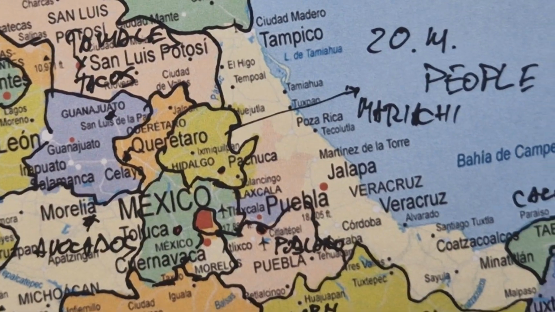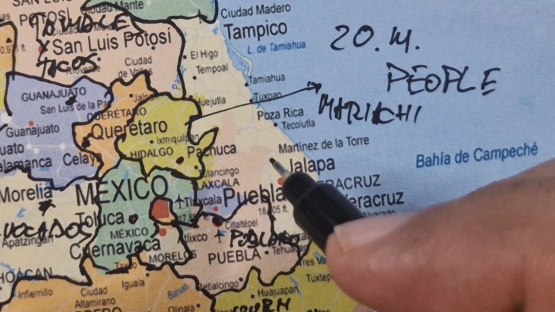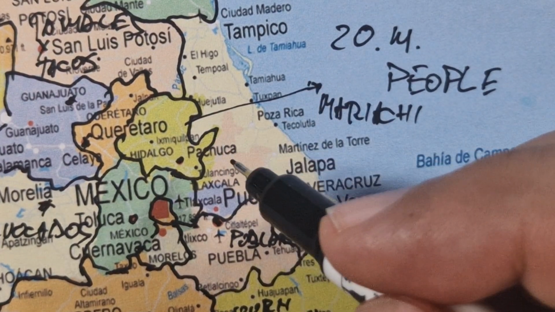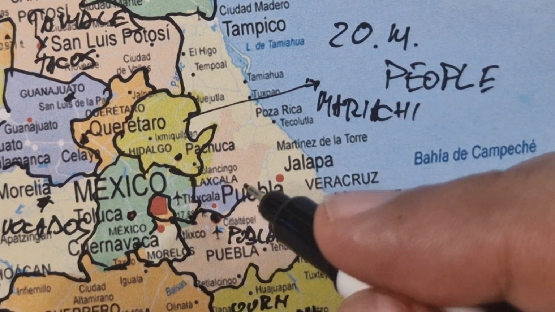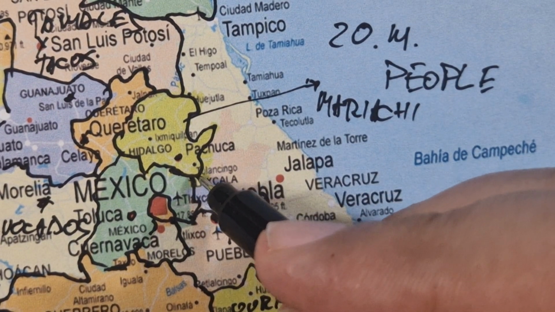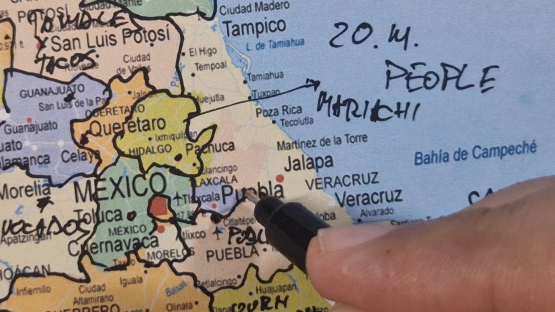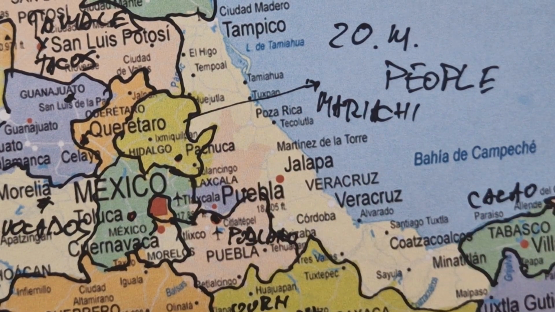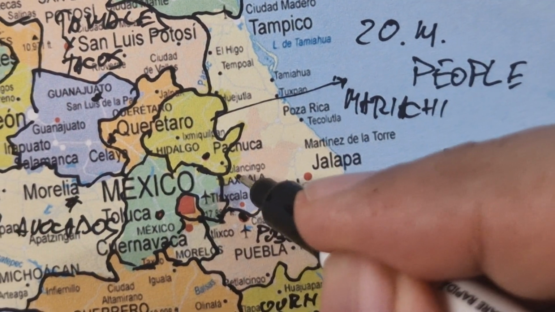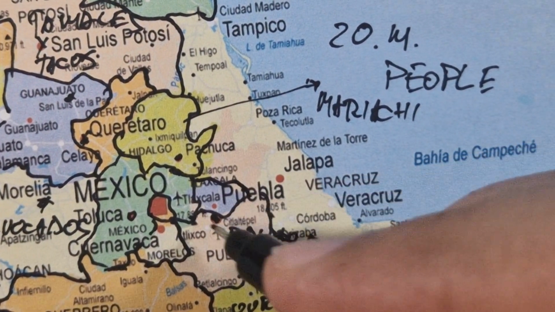Alright, now again, a very small state called Tlaxcala, and it is right here. Tlaxcala, very small.